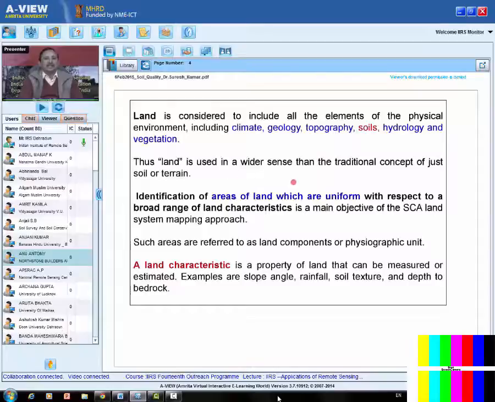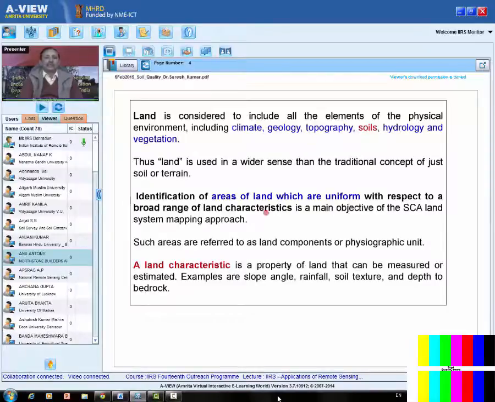Land is a wider term, and soil is one of the components of that. So first of all, to study the land quality or soil quality, we need to identify an area of land which is uniform. We map an area which is uniform in terms of the land quality characteristics or land quality elements.